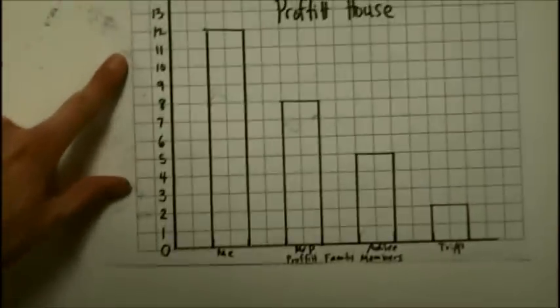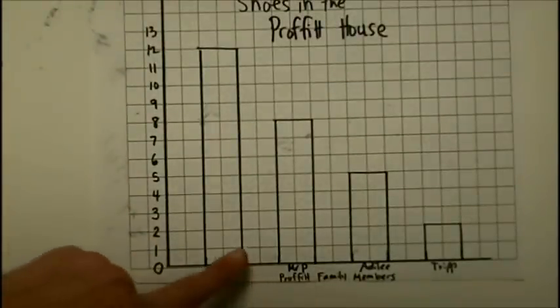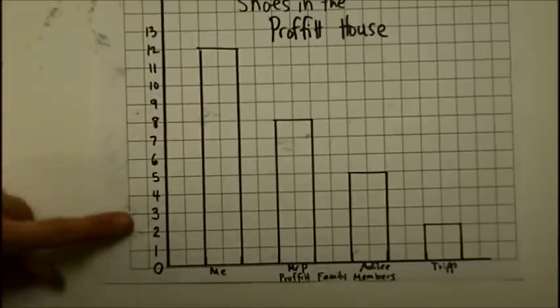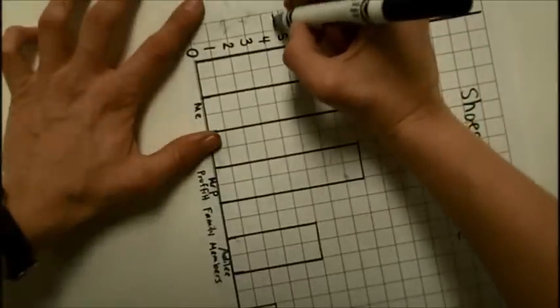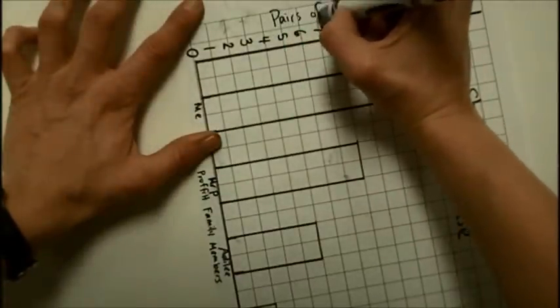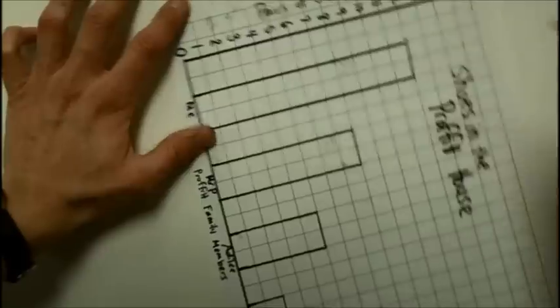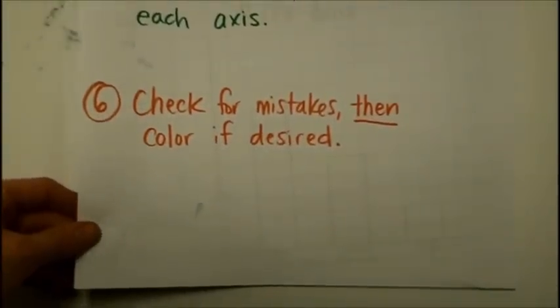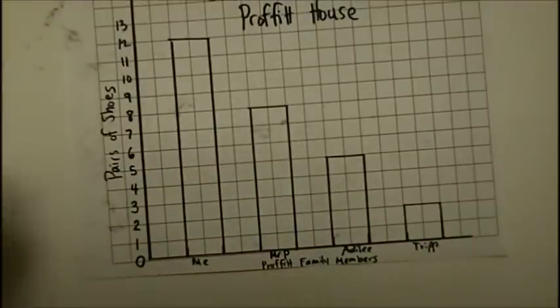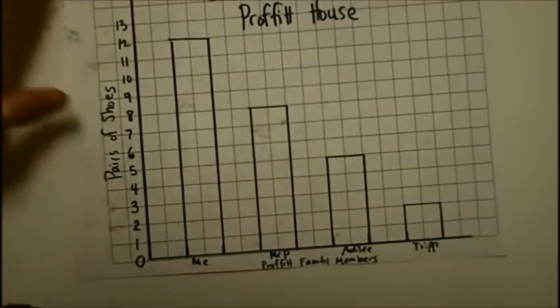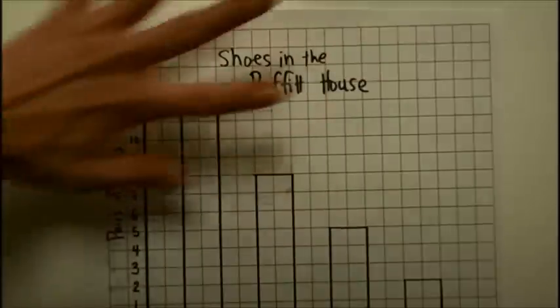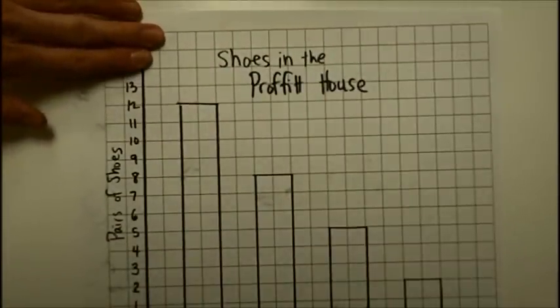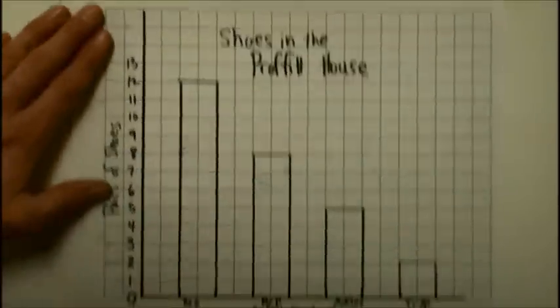And then I need to make a y-axis scale. Should have saved more room down here, as you can see. Now I'm going to make a y-axis scale that says what we are counting. Well, we're counting pairs of shoes, so that's going to go here. And then finally, I'm going to check for mistakes, then color if desired. So my only mistake that I see here, I wished I had scooted this up a little higher, but I drew my y-axis a little taller than it needs to be. So before I went over any of this in marker or color pencil, I would erase this line up to here, and now I could go ahead and color them in if I wanted to.